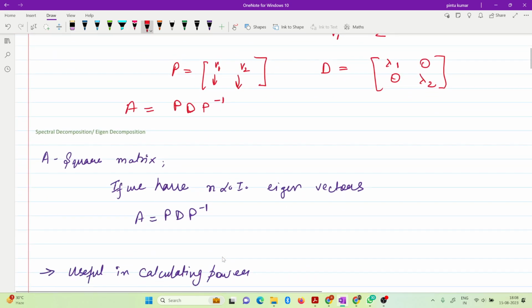Okay, so if you have a square matrix, you can see that I'm calculating the inverse of this matrix P. If your matrix is n cross n and I have n linearly independent eigenvectors, then I can write A in the form P D P inverse. I just told you how we can find this P.